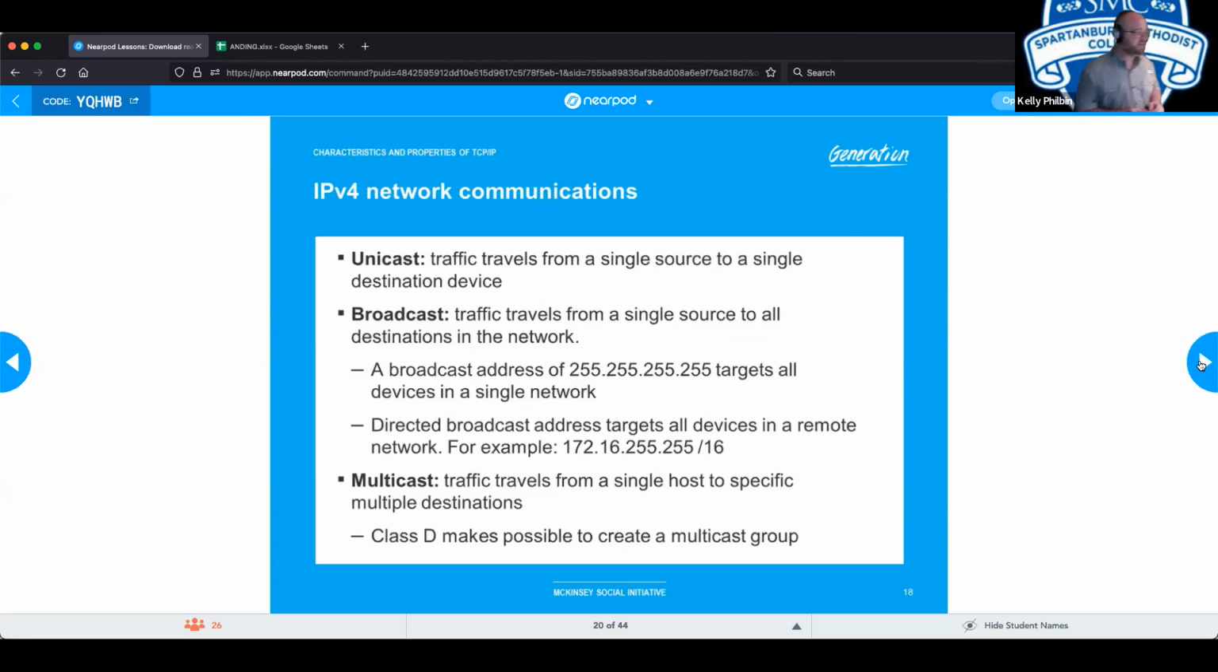There's also a direct broadcast address that targets all devices in a remote network. So you could do 172.16.255.255. Your network would be that 172.16, and the 255.255 would be the broadcast within that network, so it would hit every computer inside that network. And if you just did 255 all across the board, that hits everything within your broadcast domain.